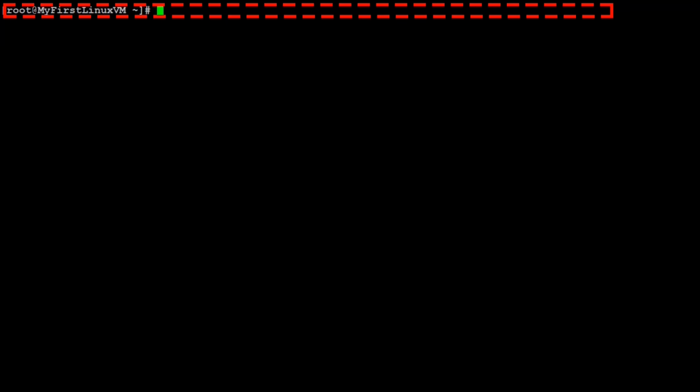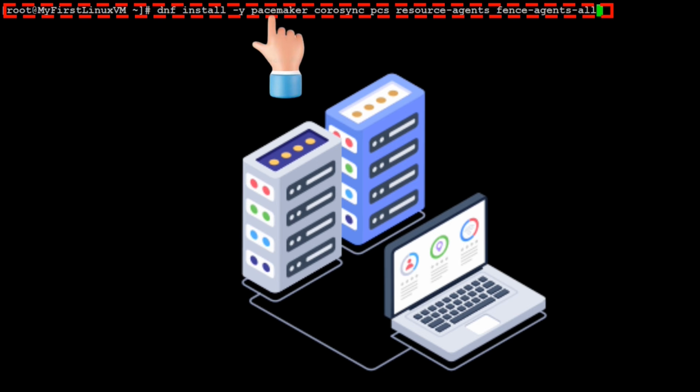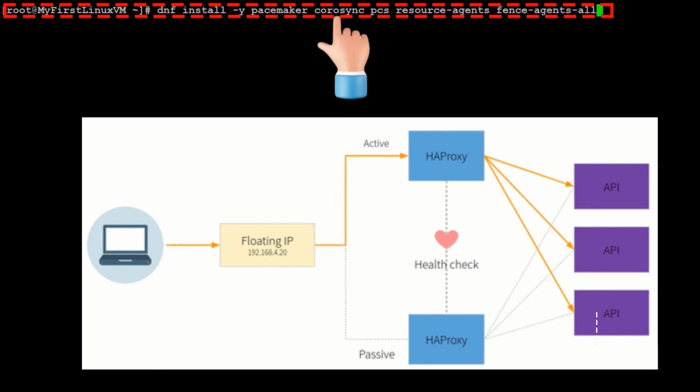So it's time to install the required packages, which are Pacemaker, Corosync, PCS, resource agents, and fence agents. Pacemaker is the brain of the cluster. It is the main service that decides which server will run which resource, and it makes sure that if one server goes down, the other server will immediately take over without downtime. Corosync is used for communication between nodes. It keeps both servers in touch with each other, shares heartbeat signals, and ensures that every node knows the current status of the cluster.